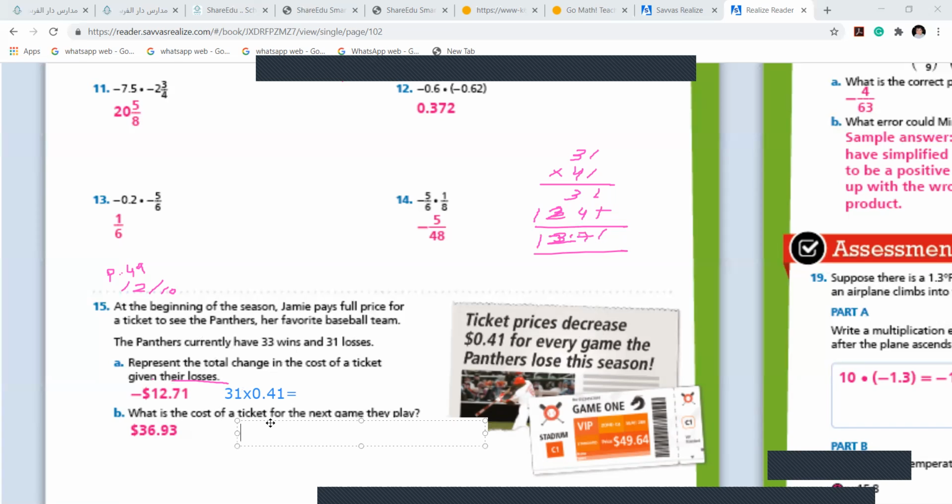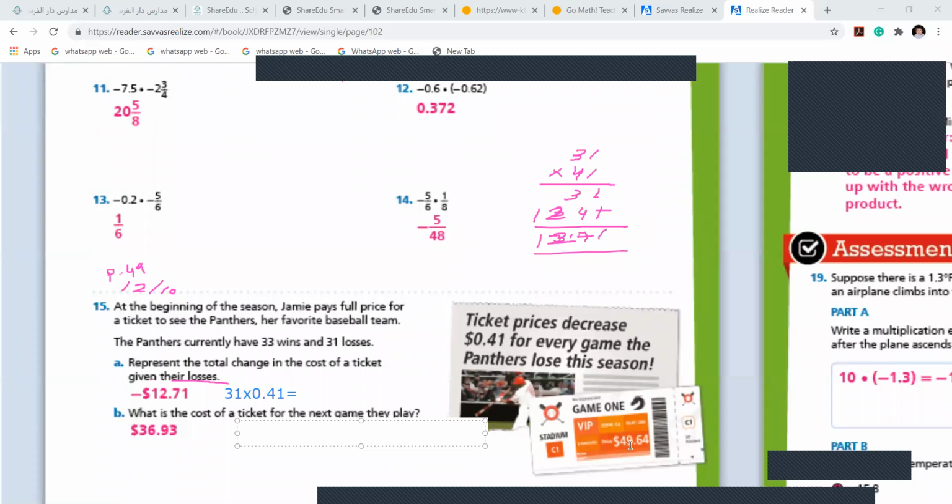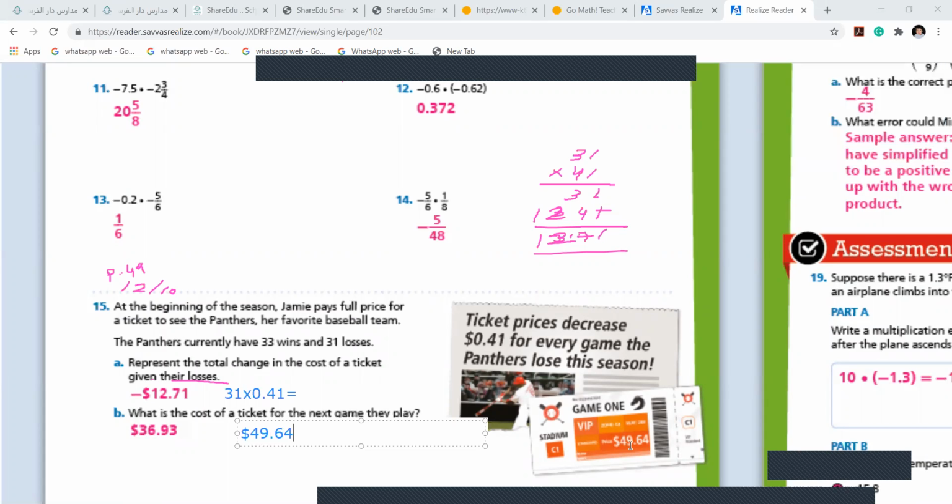What is the cost of a ticket for the next game they play? Now simple. I have to subtract from the total. First, how much did he pay for the ticket the first time? Game 1. It's written here, game 1. How much did he pay? He bought it for $49.